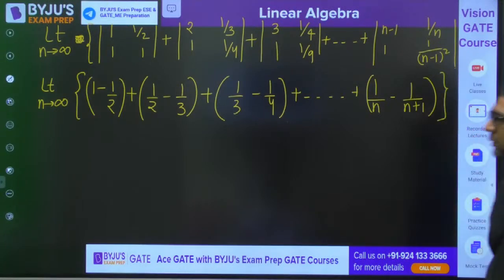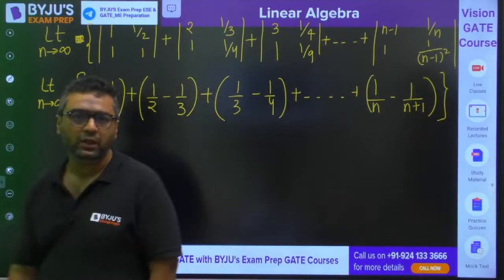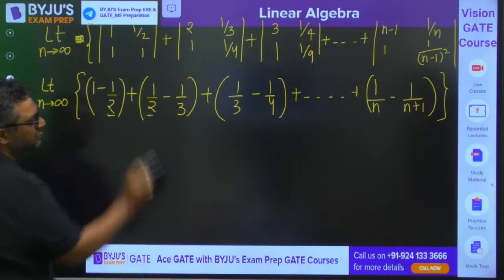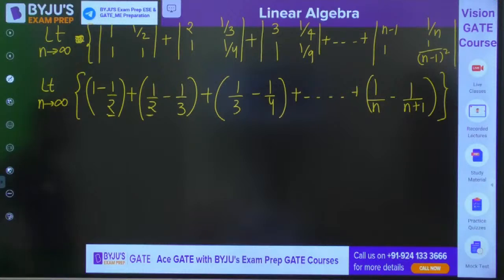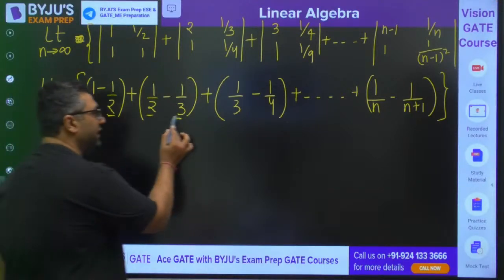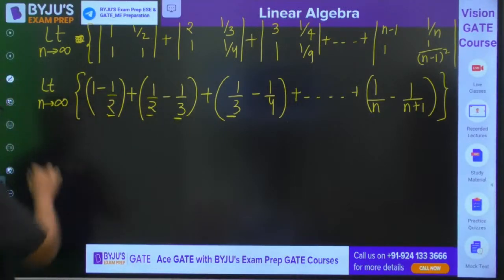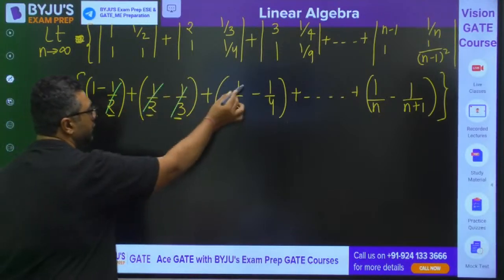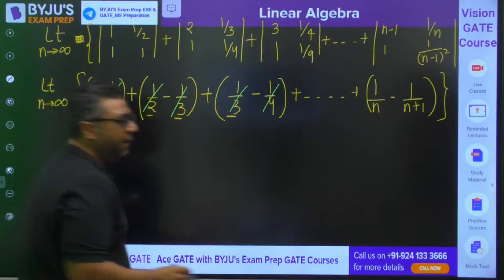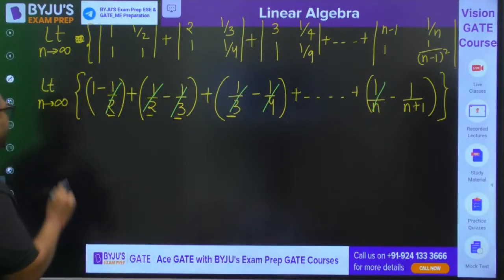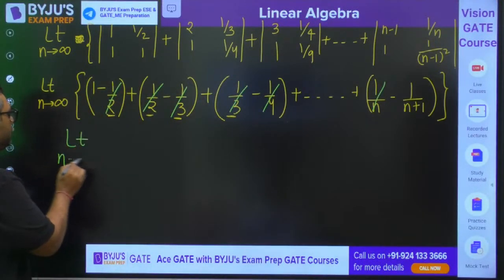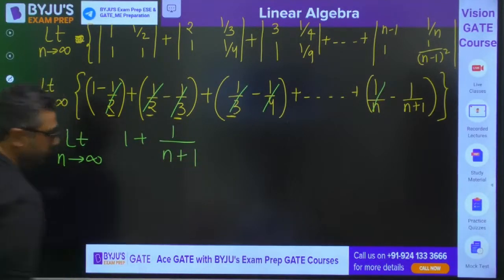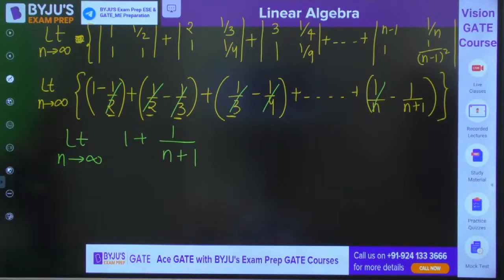Okay. You will get this. Can you feel it that this 1 by 2 is minus, this 1 by 2 is plus? Yes. Then this 1 by 3 is minus, this 1 by 3 is plus. So can you feel it that these values will get cancelled out with each other? Likewise, up to this. So you would be getting limit n tends to infinity 1 plus 1 by n plus 1. Is it clear?